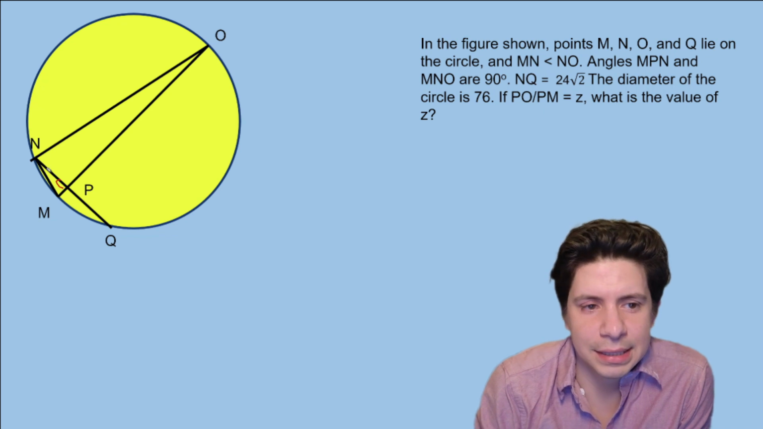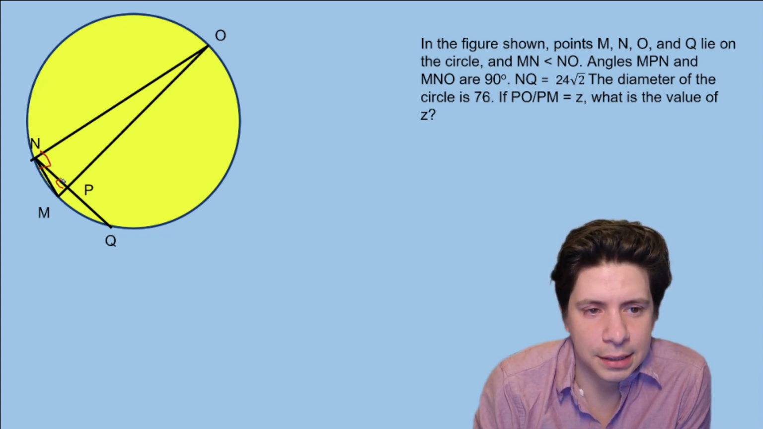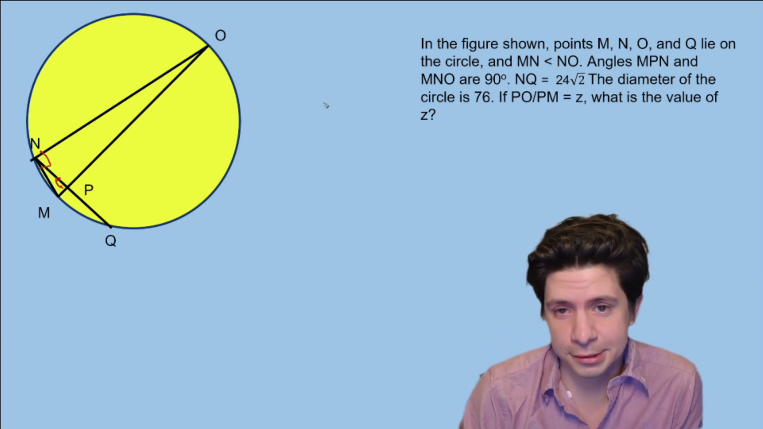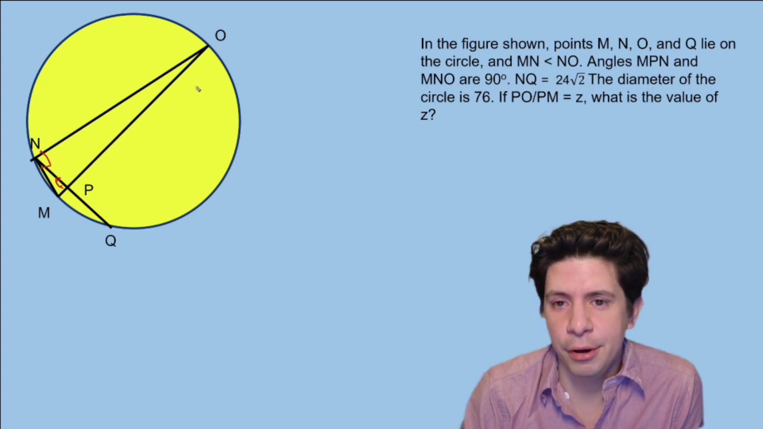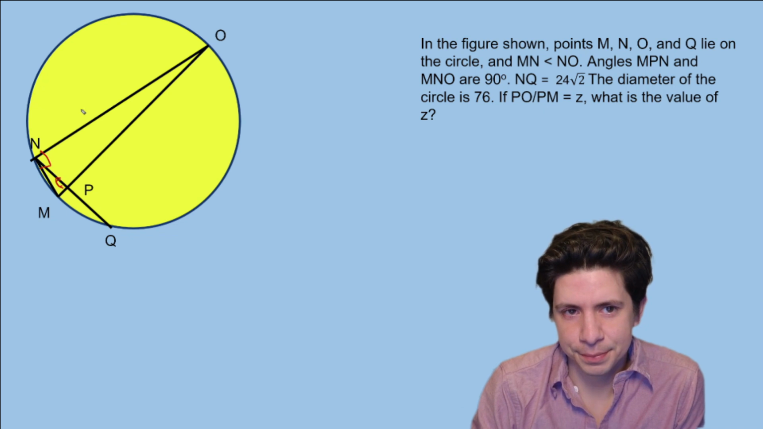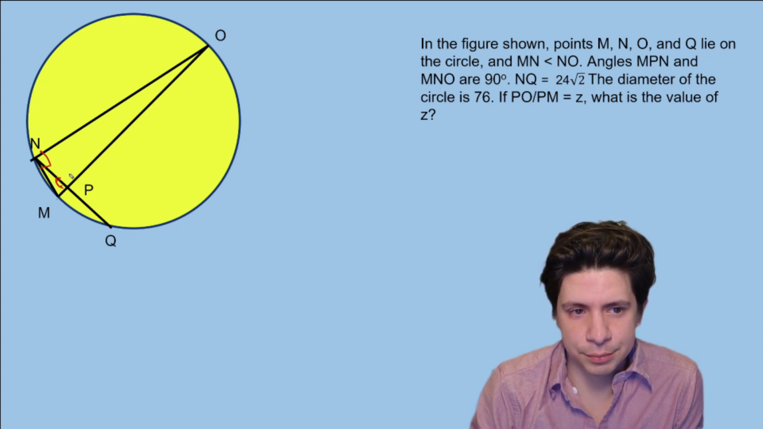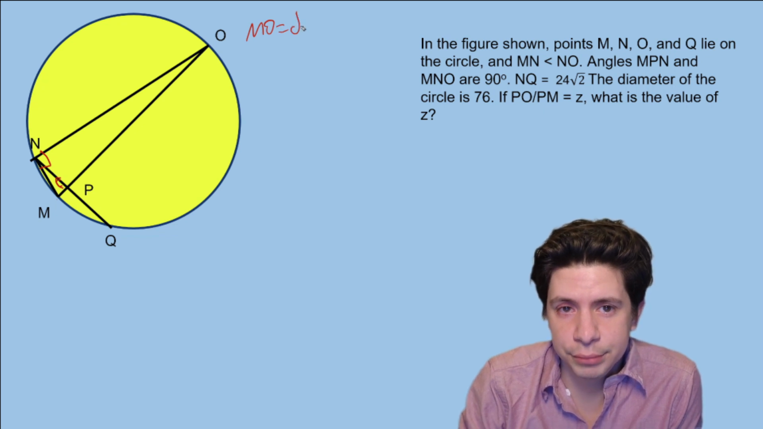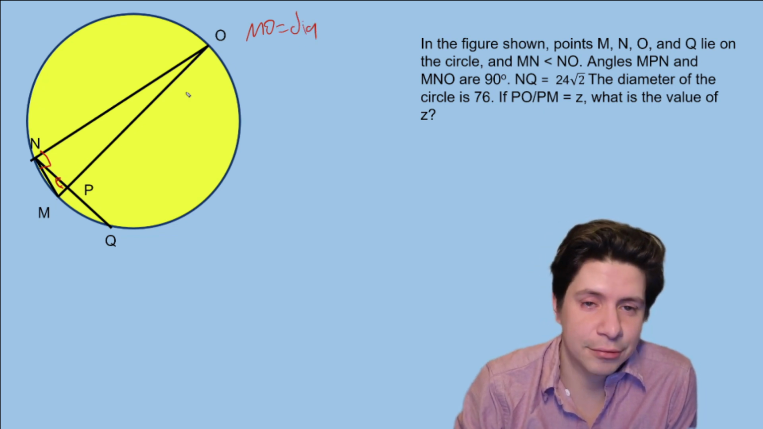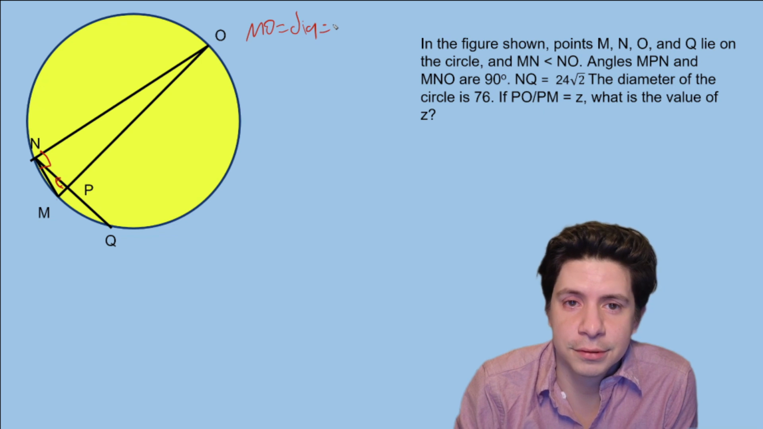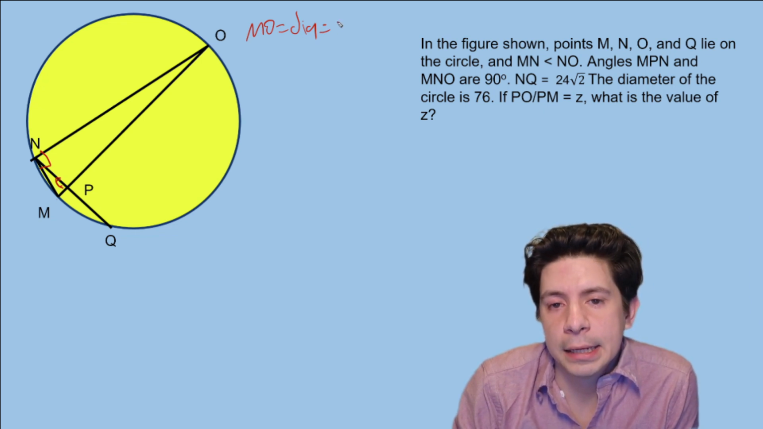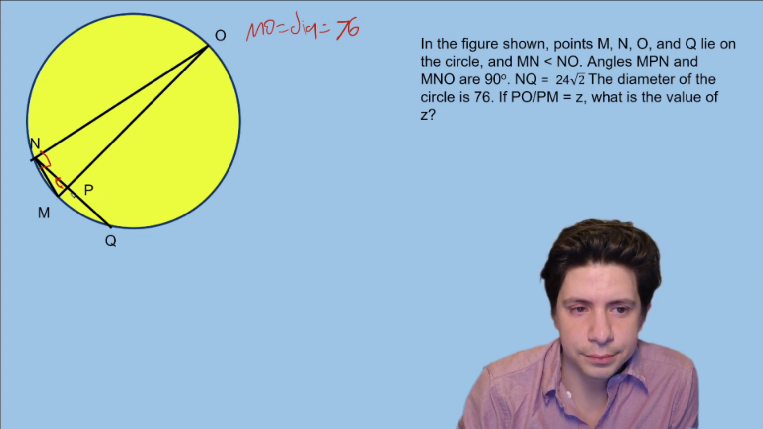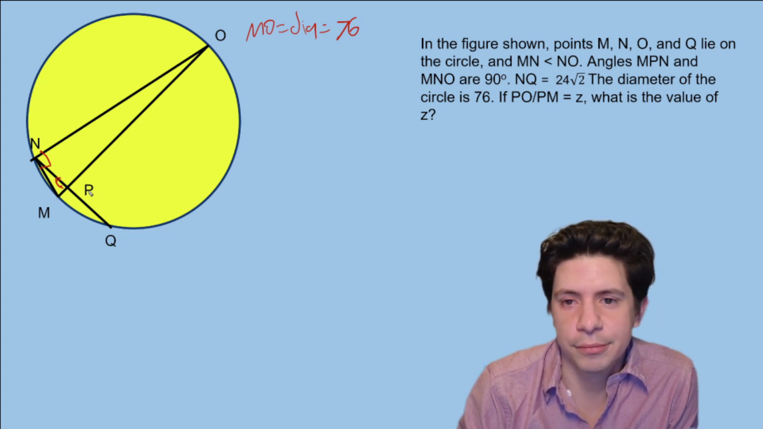So we're told that this angle here is 90, and that this angle here is 90. That makes all four of those 90, so we have a whole bunch of right triangles. MO, because this is 90 and it has dots there, means that MO is the diameter, because 90 degree inscribed angles make a diameter. So MO equals 76. We want to find PO and PM.